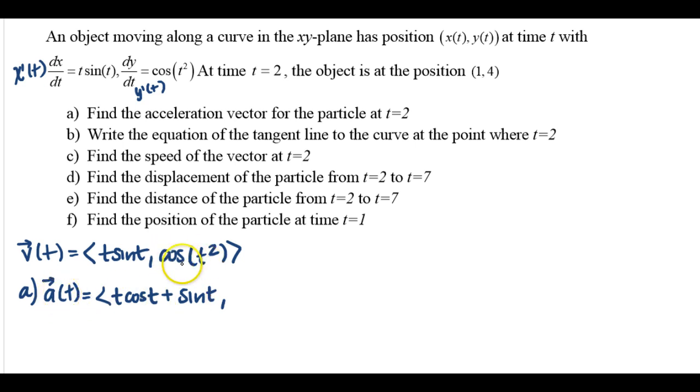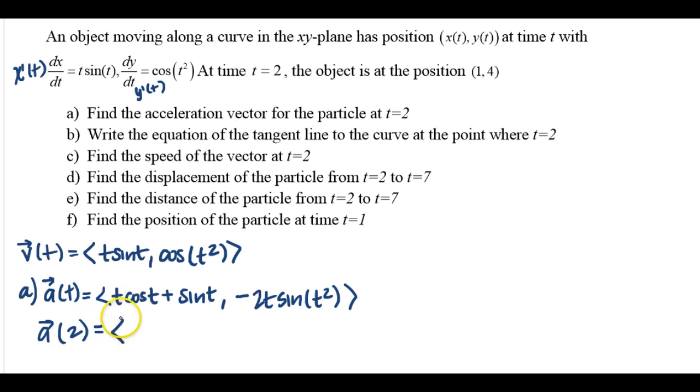And now I need to use the chain rule for the derivative of the second part. So the chain rule is going to give me negative 2t sine of t squared. So the derivative of cosine is negative sine, and then I need to take the derivative of the inside and multiply it. So there's my a of t, but I want a of 2, the acceleration vector at 2.